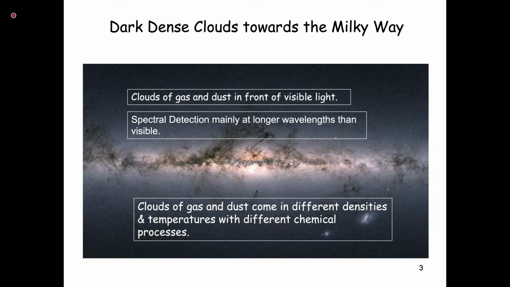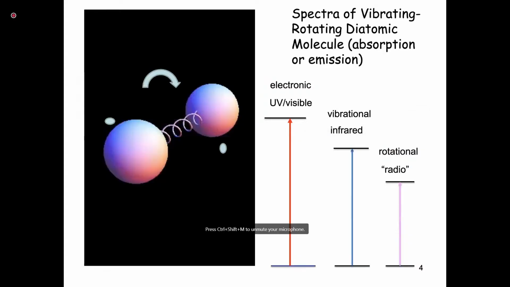Now, these clouds of gas and dust come in different densities and temperatures and with different chemical processes. So from chemical processes, we can learn a lot about these clouds. Okay. So let's look a little at the spectroscopy.